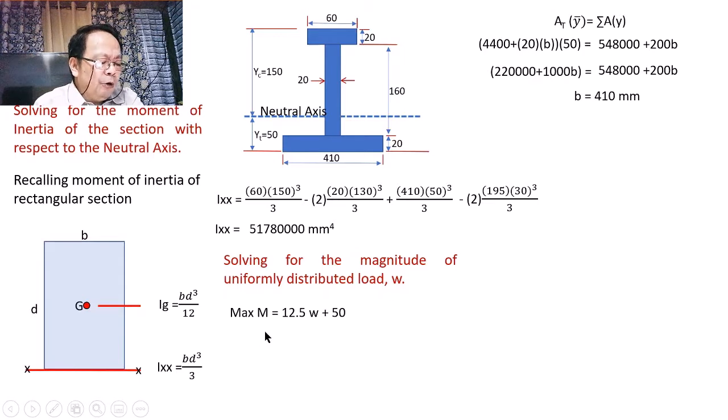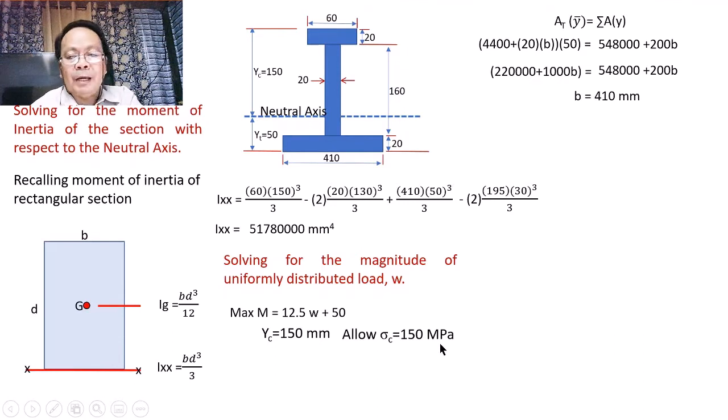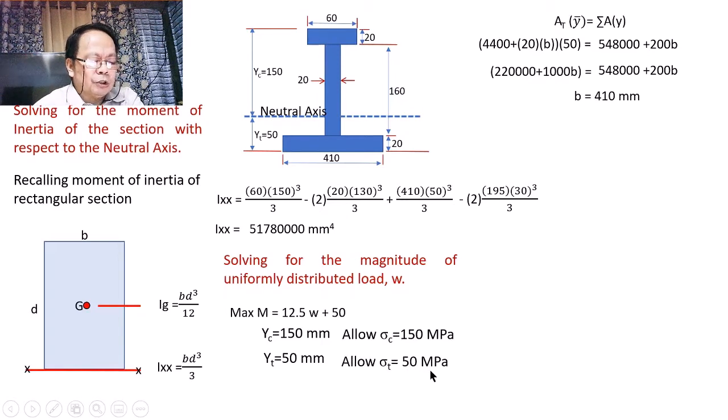Okay, yung allowable ay yung kanyang magnitude of y sub c. Itong y sub c natin, di ba, ay 150. At alam naman natin yung kanyang allowable stress in compression is also 150 megapascal. Now, yung kanyang y sub t, which is the distance of the farthest fiber in tension, is computed to be 50. And we know that the allowable stress in tension is also equal to 50 megapascal.